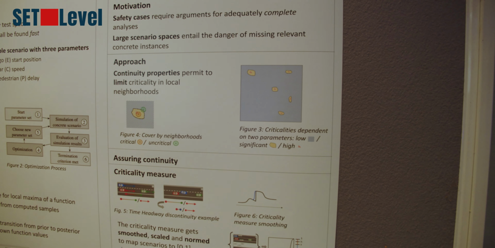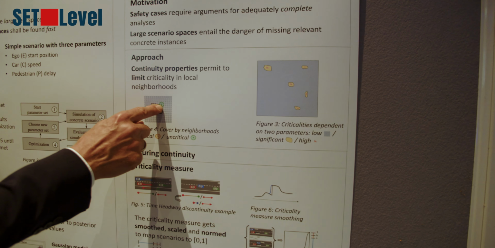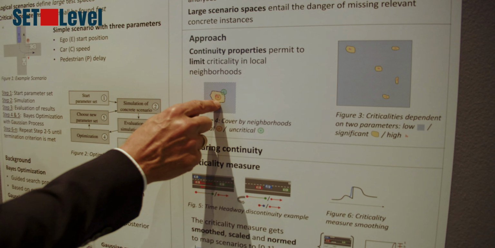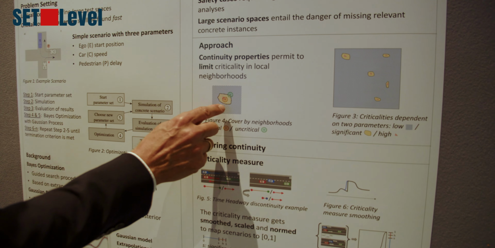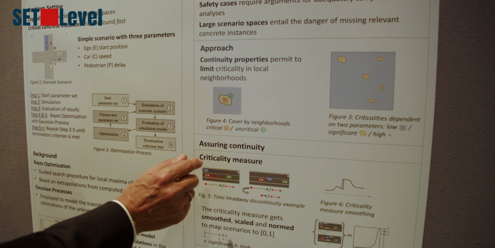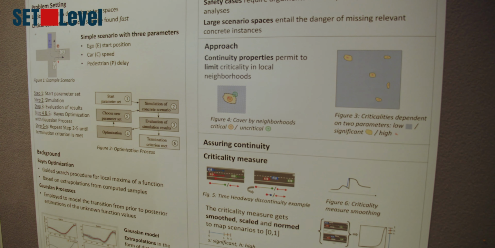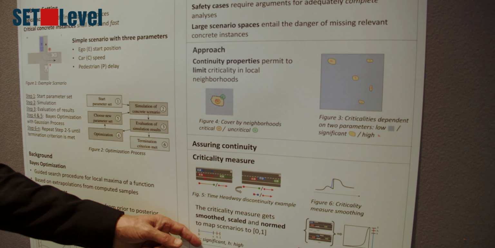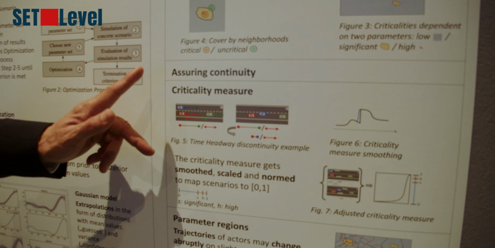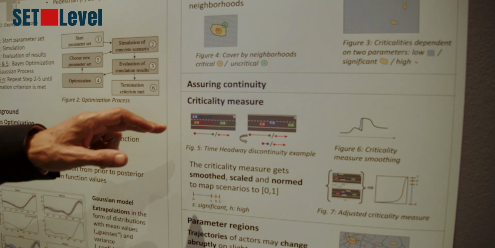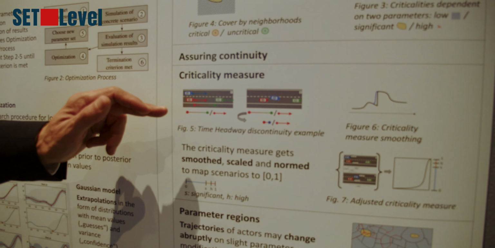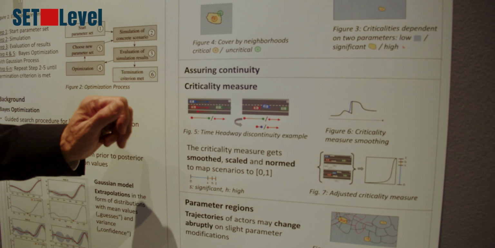This is then done by representative simulation runs, which tell us that in a local neighborhood we find critical ones, or, with a green circle, uncritical ones. We start by making the problem a little bit simpler than it might be in the beginning. Namely, we make our criticality indicator a continuous function on the trajectory space.